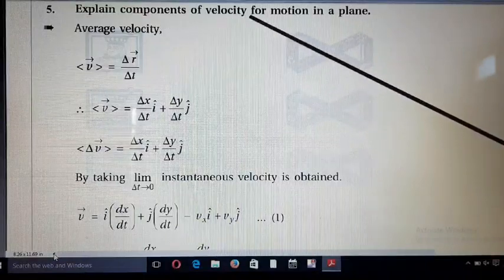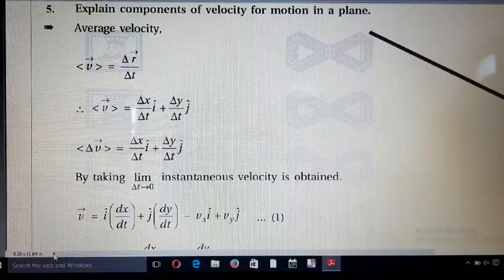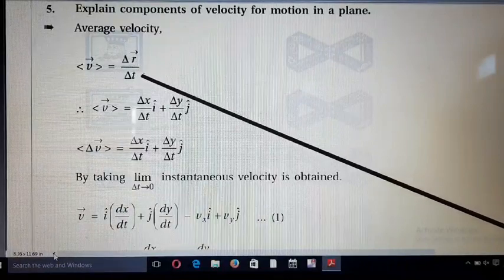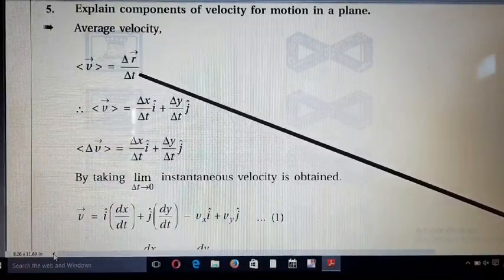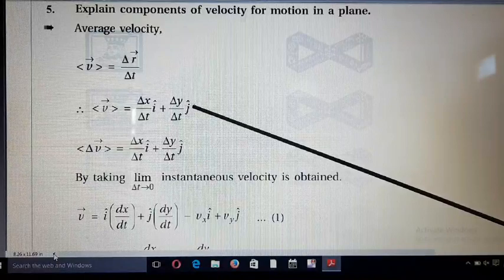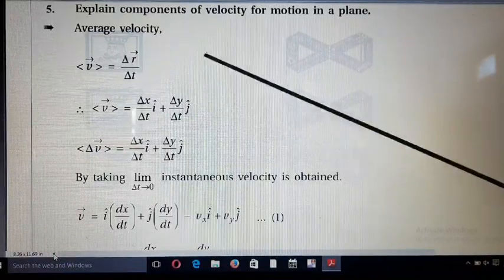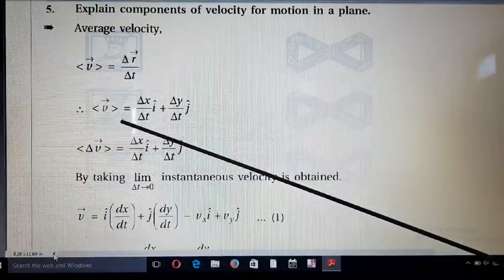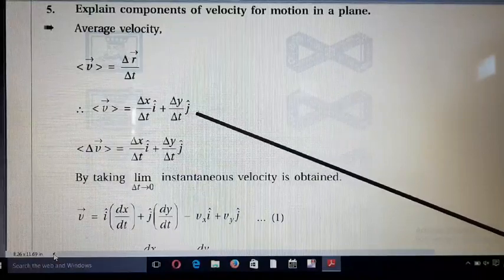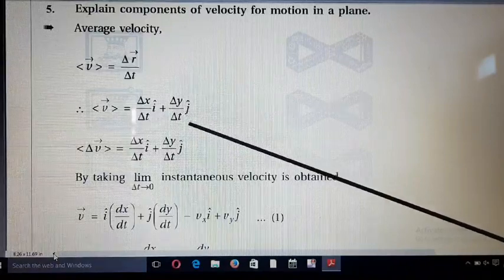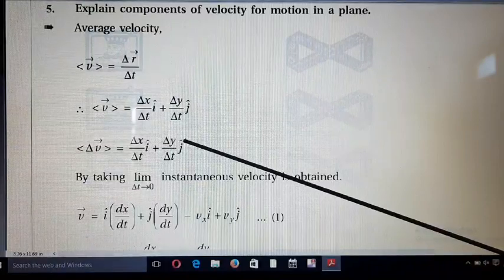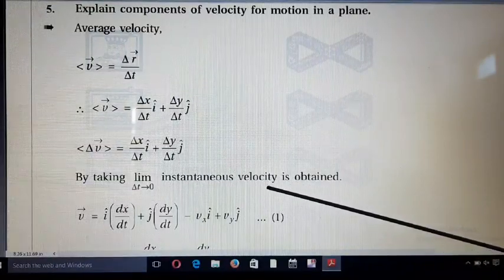Explain components of velocity for motion in a plane. Average velocity v is equal to delta r upon delta t. Friends, instead of delta r we can write delta x i caret plus delta y j caret and separate them. So we get average v is equal to delta x upon delta t i caret plus delta y upon delta t j caret. Both equations are the same. By taking the limit delta t tends to 0, instantaneous velocity is obtained.